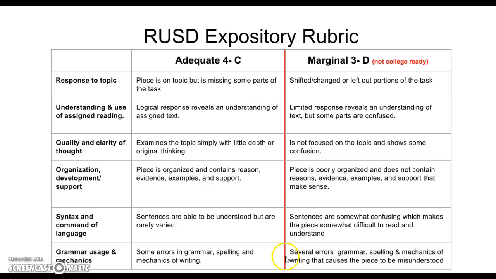Grammar, usage, and mechanics. There are some errors in grammar, spelling, and mechanics of writing. So you maybe misspelled a word or had bad punctuation. This is several, so it's kind of an ongoing issue throughout the paper, which most of you fall under. You'll see in some of your rubrics that you may have gotten 3s all the way down, but when it got to syntax and grammar, you may have scored a 4, but still averaged out to a 3. Let's move on to the next part.